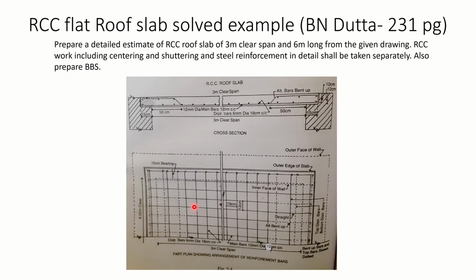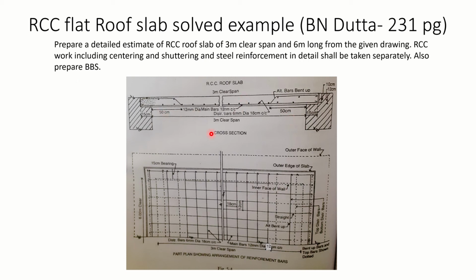This is from the book of B.N. Datta. It is there in the new editions of the book, approximately on page number 231. We have to prepare a detailed estimate of an RCC roof slab of 3 meter clear span and 6 meter long from the given drawing. RCC work including centering, shuttering and steel reinforcement in detail shall be taken separately, and we also have to prepare the bar bending schedule. So this is the clear span, that is 3 meter clear span.